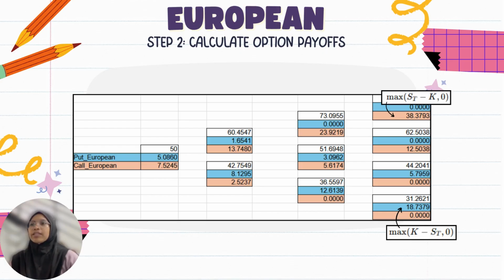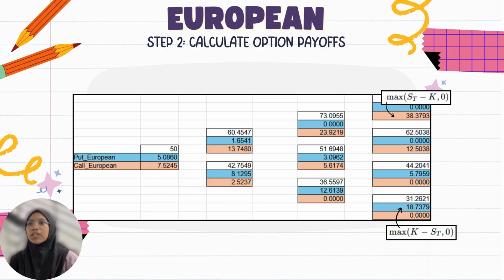Second step, we're going to calculate the option payoff, where the formula used for the call option, the orange column, is max of stock price at maturity minus strike price. We acknowledge that if our stock price at maturity is greater than our strike price, it means we profit. Meanwhile, if our stock price at maturity is lesser than or equal to our strike price, it means we don't exercise and the payoff is zero.